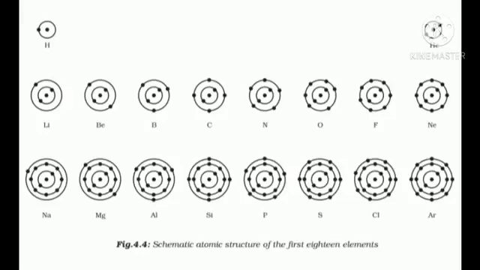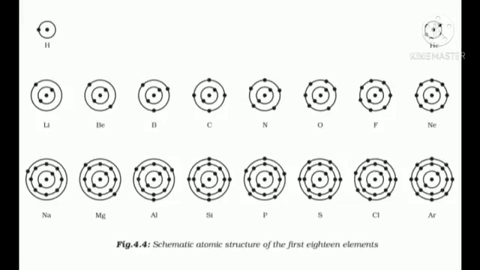Look at the schematic representation or schematic atomic structure of fluorine. What's the atomic number of fluorine? That is 9. So distribution of electrons is 2, 7: first shell 2, second shell 7. Take another example, chlorine, which has the atomic number 17. So the number of electrons is 17. Distribution of electrons: first shell 2, second shell 8 and 7.